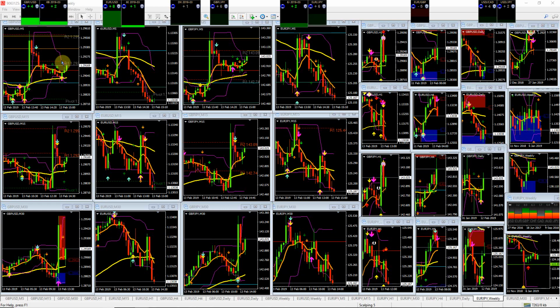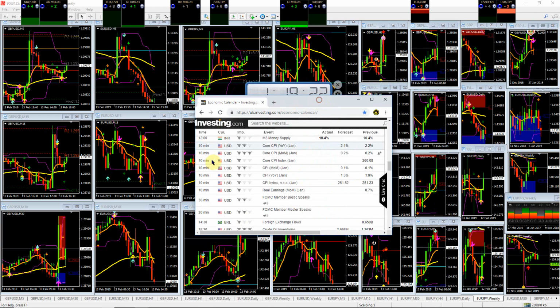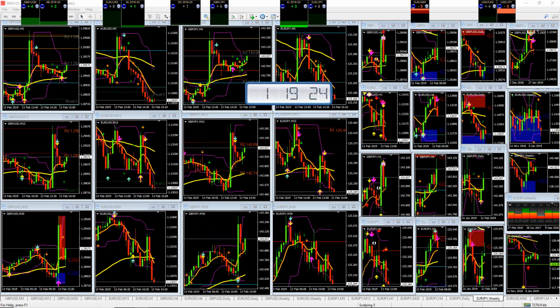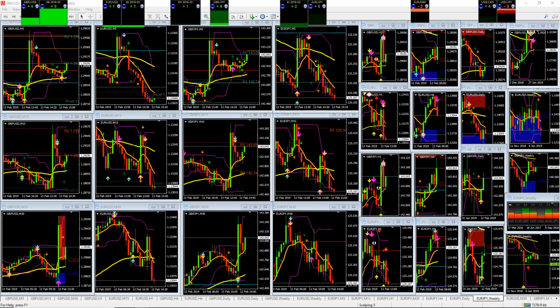Right. Pound is going well. Clock is counting down though. See, the CPI is due in 10 minutes, so I'm gonna set it to break even. I'm gonna open TP, set it to break even. I'm not gonna set it to break even just yet, should I? 6 pips profit. Fuck it. I'm gonna set it to break even.